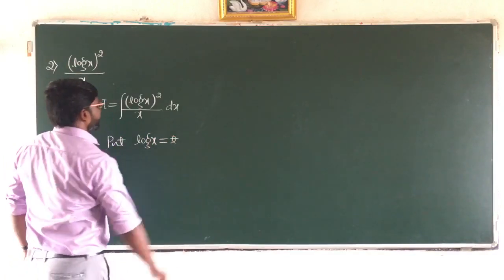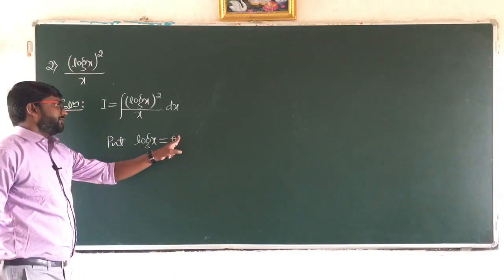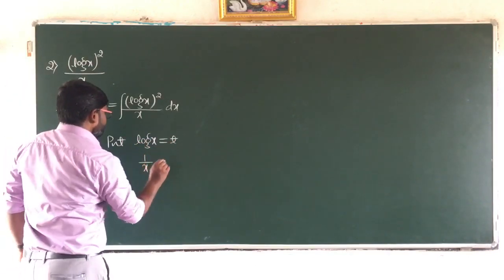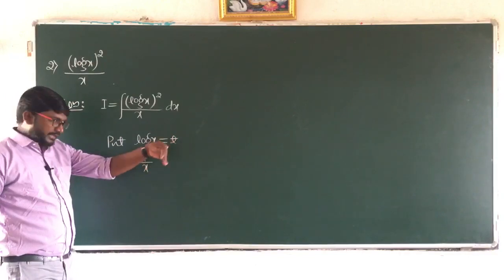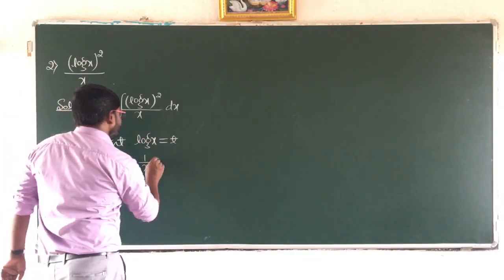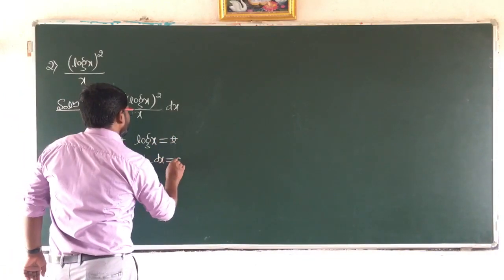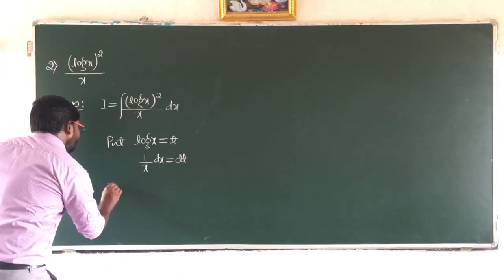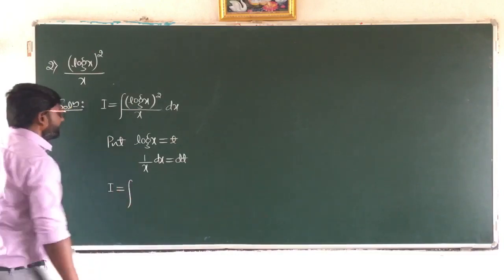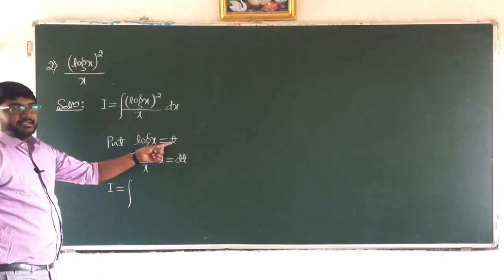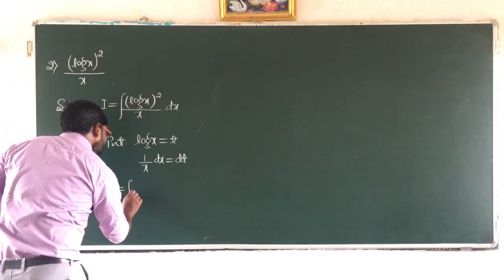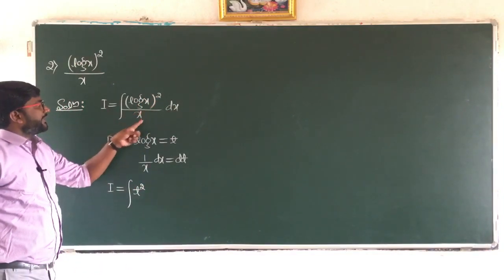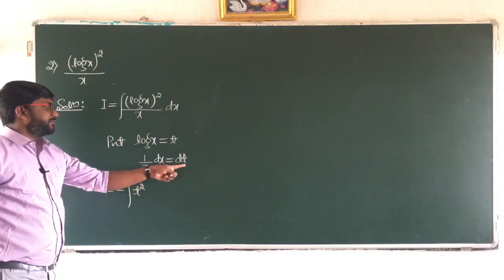Now differentiate both the sides with respect to x. What is the derivative of log x? It is 1 by x, which is equal to dt by dx. Take dx to the LHS, so it goes to the numerator, which is equal to dt. So now rewrite the integral. I is equal to integral, what is log x? It is t. So it becomes t square. Now dx by x, or 1 by x into dx, will be dt.